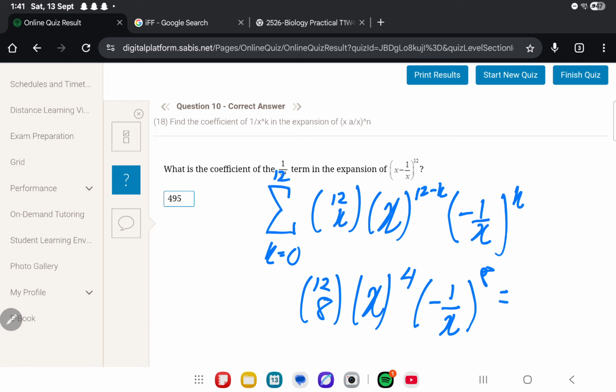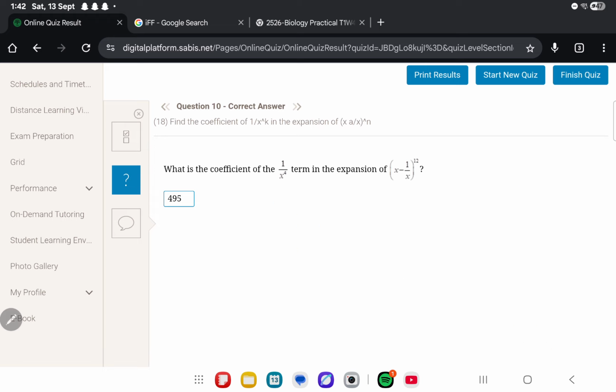Here you now consider the coefficients, but whenever you're finding k, you don't consider them. So 12C8 times x to the power of 4 is just 1 times negative 1 to the power of 8, which is again just going to be 1, right? So it's going to be 495 over x to the power of 4. That's it. That's our answer.